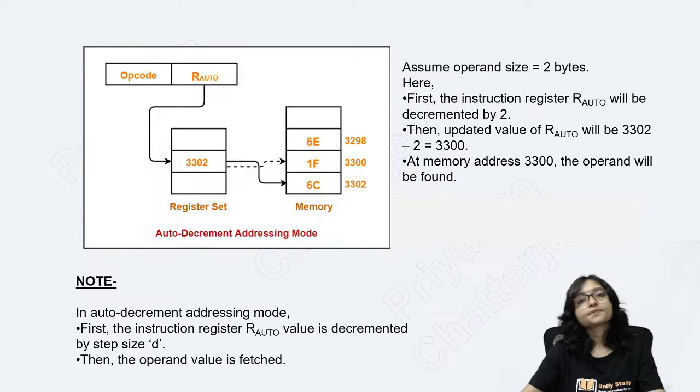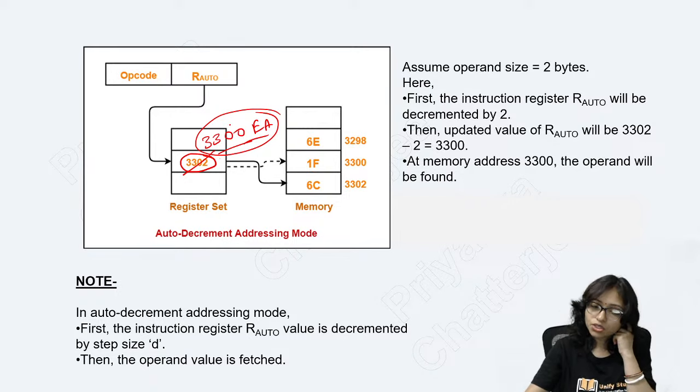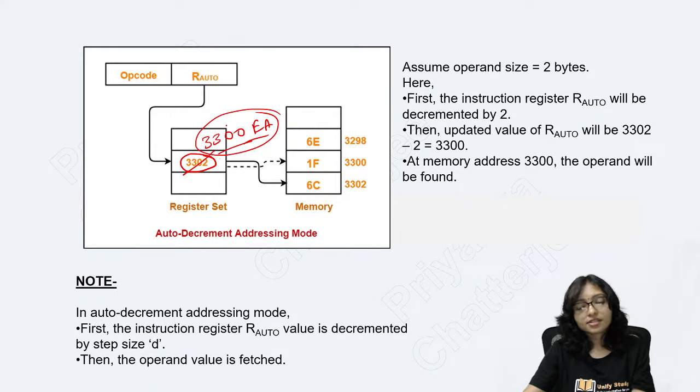Is that clear? So you can see here 3302, it will be decremented to 3300, then this is my effective address. 3300, this is my effective address actually. Is that clear?